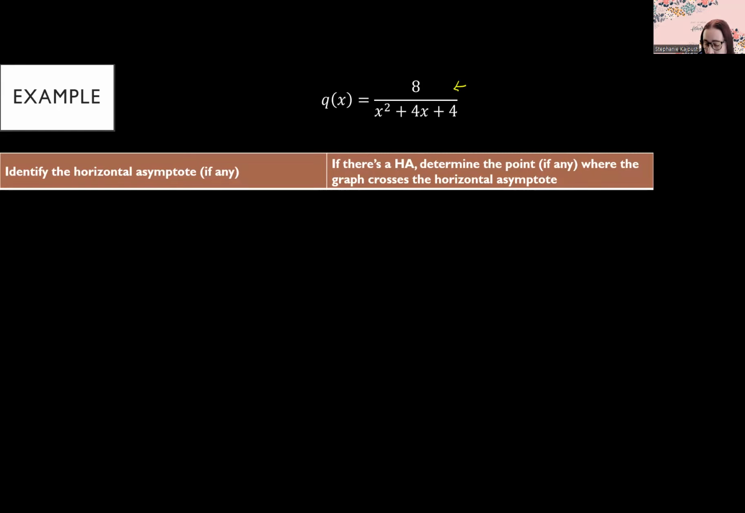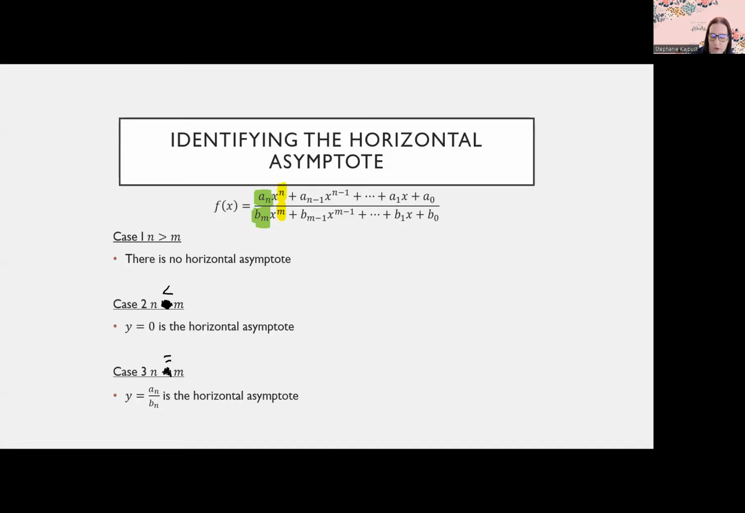So if there's no x at all, then the degree, that number n, is 0 because there is no variable there. So we say that is 0. The denominator, the highest exponent, is 2. So your degree is 2. We're using m in this case. So when you're comparing these, 0 is smaller than 2, so n is less than m, because the top is 0, bottom is 2, the top is smaller than the bottom. So that is case 2.